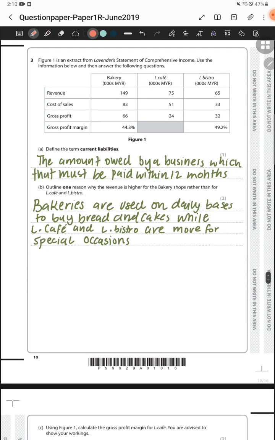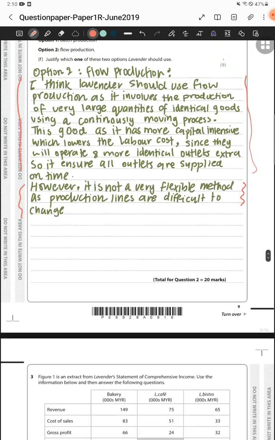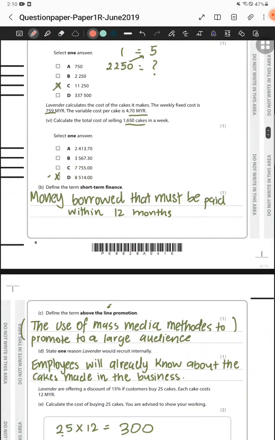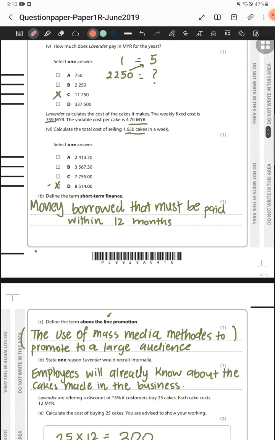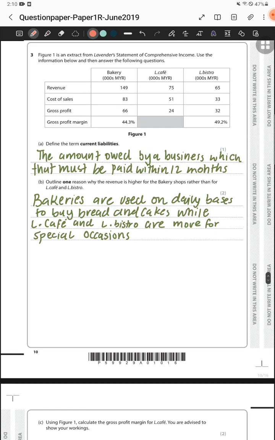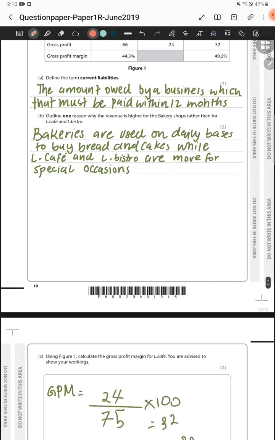Okay, define the term current liabilities. Basically, it's the amount owed by a business which must be paid within 12 months. Okay, this is very similar to our short-term finance, but that is borrowed. This one is owed. So make sure to distinguish between them.